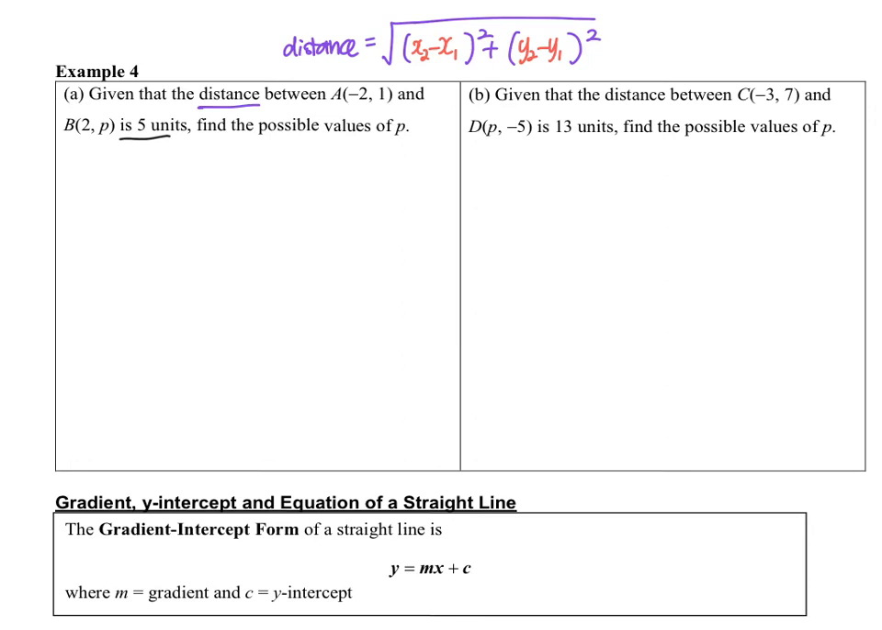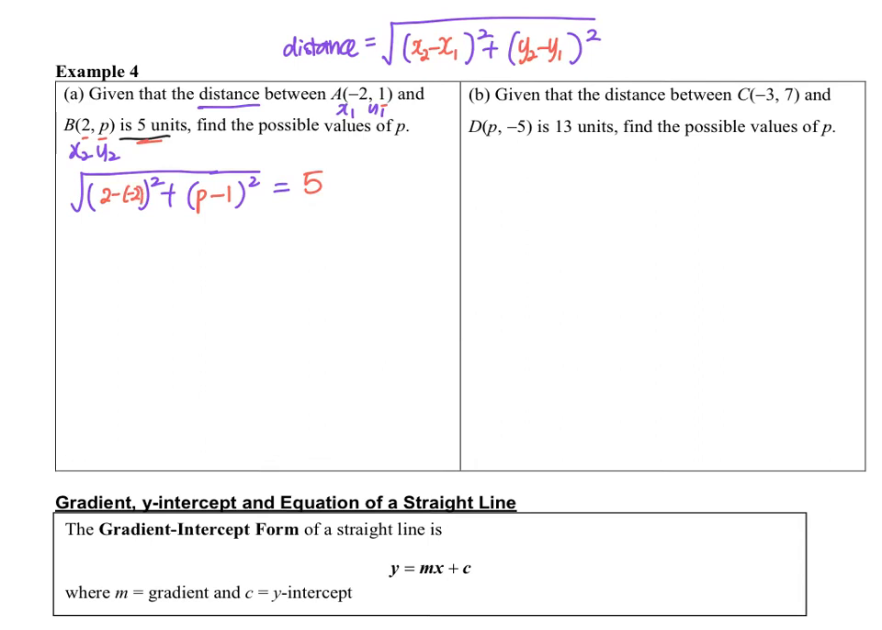So in example A, I have x1, y1, x2, y2. Now it tells me that the distance, something square plus something square, is equals to 5 units. So first thing I'm going to do, I'm going to plug in the y values. y2 is p minus y1, which is 1. x2 is 2 minus negative 2.